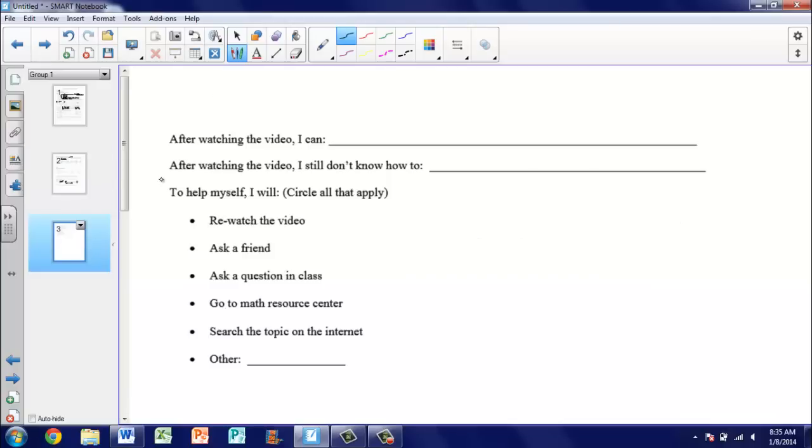If you have a last page to your packet, make sure that you fill in the statements, what you can do, what you still don't know. Maybe circle a problem if you don't understand it so that you can ask questions in class tomorrow.